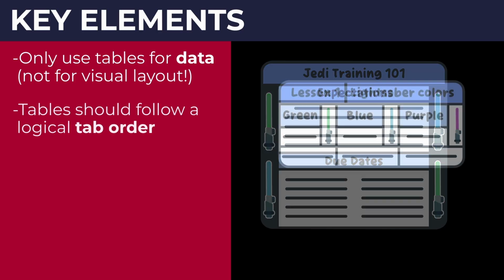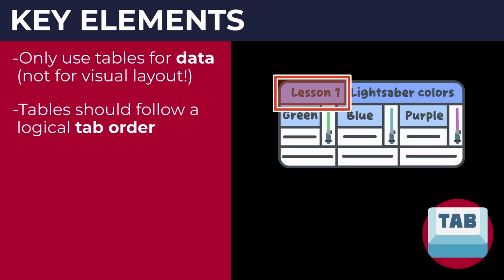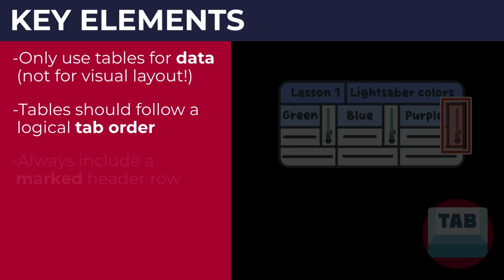Tables should follow a logical tab order, meaning that when you press the tab key on your keyboard, the cursor should move smoothly through the cells left to right, top to bottom. That's a quick way to check if a screen reader will follow your table properly. If the cursor jumps around out of order, the table wasn't built correctly, and students using assistive technology will struggle to make sense of it.